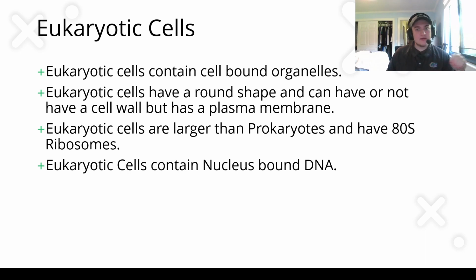Eukaryotic cells have a round shape and can have or not have a cell wall, but they always have a plasma membrane. That is one thing in common: the prokaryotic and the eukaryotic cell both have a plasma membrane. Eukaryotic cells are much larger than prokaryotes and have 80S ribosomes instead of 70S ribosomes. Eukaryotic cells also contain nucleus-bound DNA, meaning that their DNA is enveloped in something called the nucleus.